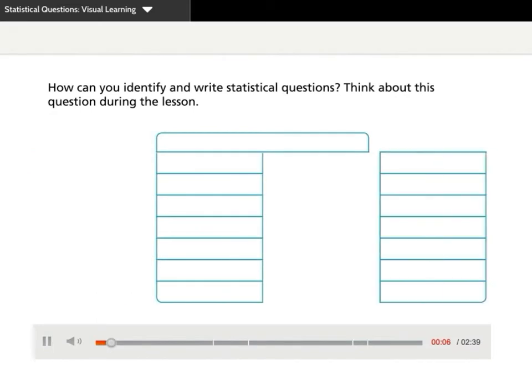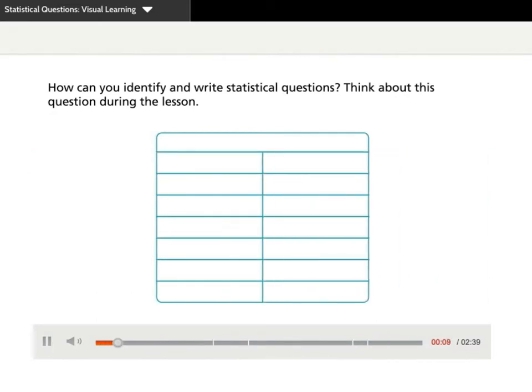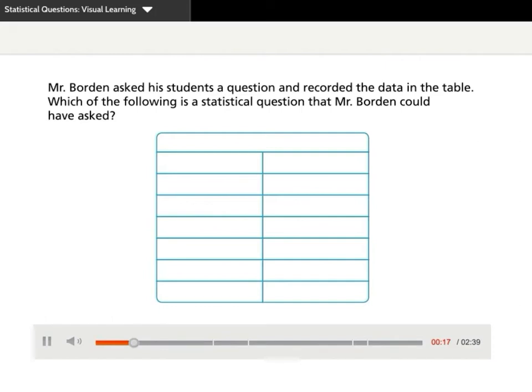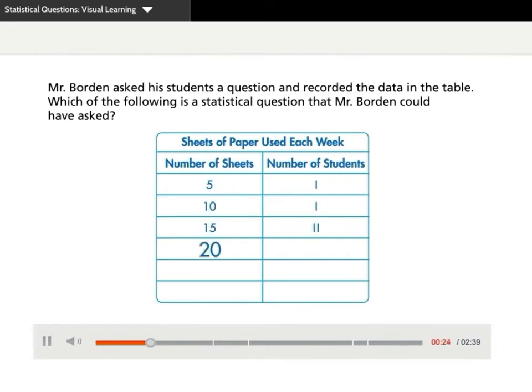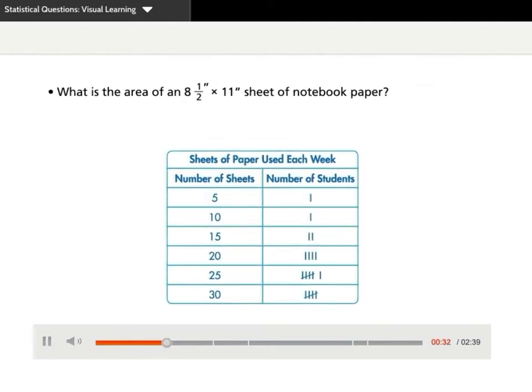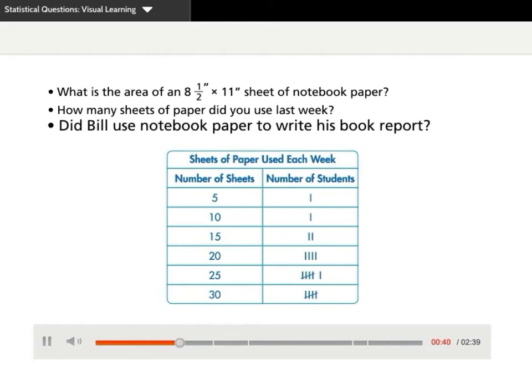How can you identify and write statistical questions? Think about this question during the lesson. Mr. Borden asked his students a question and recorded the data in the table. Which of the following is a statistical question that Mr. Borden could have asked? What is the area of an 8 1/2 inch by 11-inch sheet of notebook paper? How many sheets of paper did you use last week? Did Bill use notebook paper to write his book report?